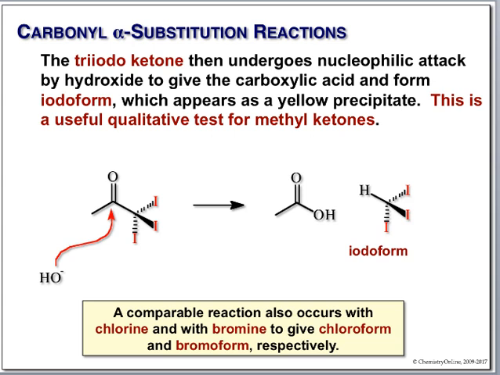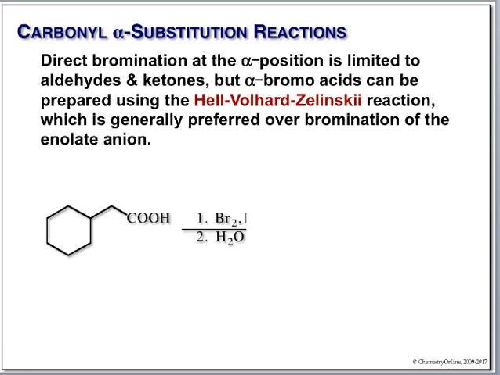Now we know that we can make alpha halocarbonyls other ways. The direct bromination that we did with aldehydes and ketones, with just bromine and acetic acid, doesn't work with other acyl compounds. However, we can do the Hell-Volhard-Zelinskii. Cover this in chapter 20, I believe. Very simple. We have bromine, PBr3, and water.